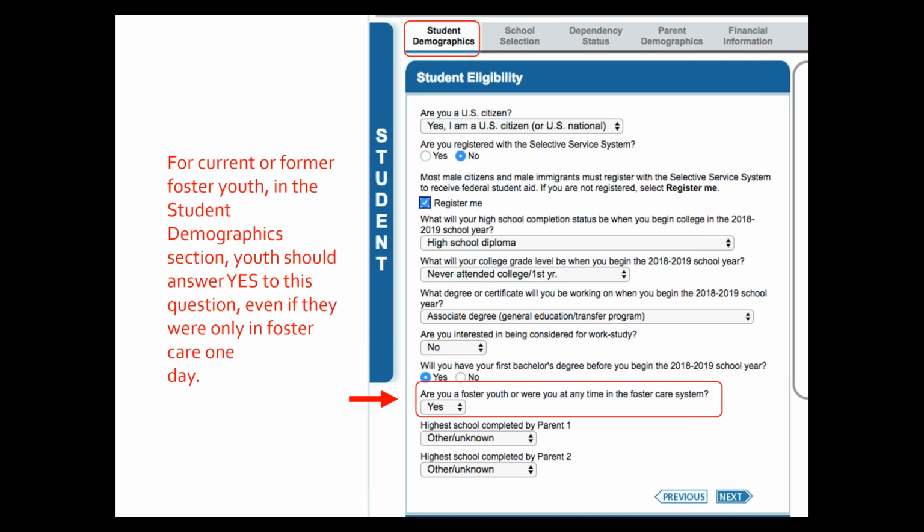So by adding this question at the beginning of the application, we now have a code on the FAFSA that indicates that that student, regardless of the age, if they are over 24 now, we know that that student was at one point in the foster care system. And this is how those students, like I mentioned, if they're independent for any other reason, now we're going to be able to know who they are and we're going to be able to offer those resources. Next.